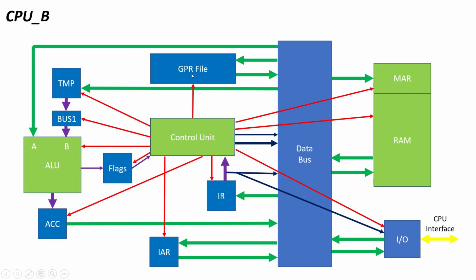But the GPR file is where all 4 of the registers reside now, so that I could have one input and output communicating with this data bus that has an input and output to a lot of the components, some inputs from some, and some outputs to some that don't have outputs back to the data bus. And then there's the new I/O, which is the interface to the processor from other modules in the system.